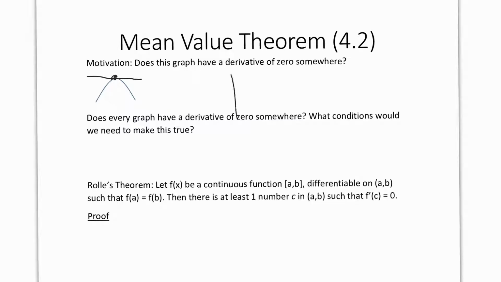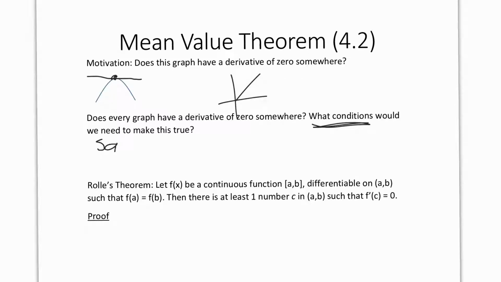I could draw a graph like this, just a nice straight line. That's got a derivative of 0 nowhere. It doesn't have to have a derivative of 0 somewhere. But if we have a certain set of conditions, then this would be true. And what are the conditions we need to eventually make this happen? Well, looking back at the graph we started with, it clearly has the same y value on the endpoints. It starts and ends in the same place.